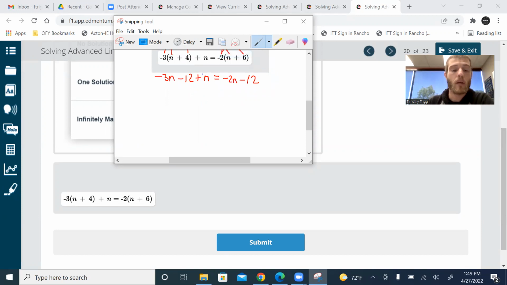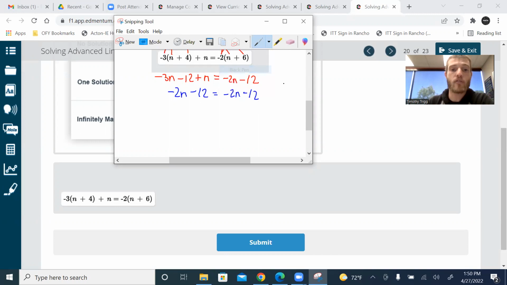Okay. On the left side, we can combine this -3n and this n. I can combine those together. What do those combine to make? Well, those make -2n. So we have a -2n minus 12 equals, and on the other side, we have a -2n minus 12 as well.